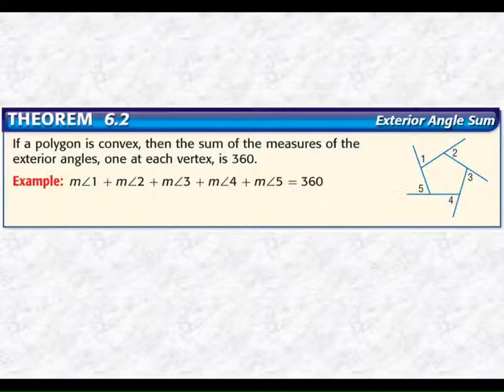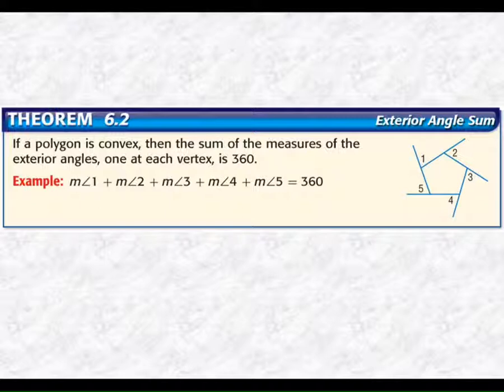Now, the other theorem, which is on your postulate sheet, is the exterior angle sum. This says if it's convex, again dealing with convex here, if you add all the exterior angles together, they equal 360 in every one. Doesn't matter the sides, if you add all the exterior angles together, they equal 360. It's on the top of your postulate sheet that you can use on quizzes and tests.